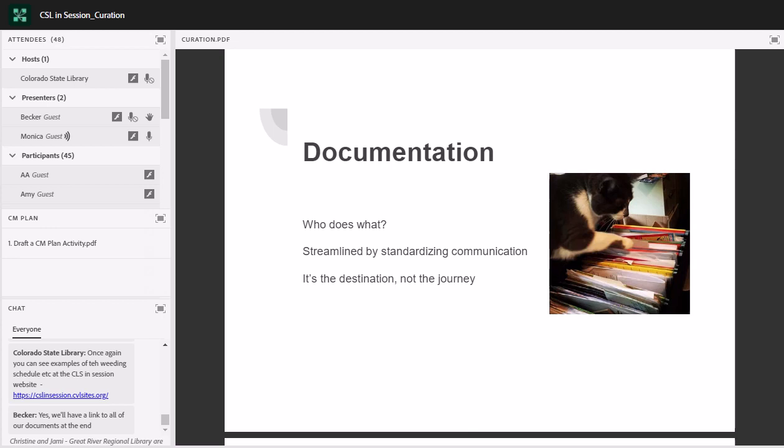And then documentation continued. Who does what? So we've outlined the roles of the people and the groups across the organization, so all staff could make contact through the proper channels. And it's something that we share out at our Collection Maintenance 101 training that we teach probably about quarterly across the system, especially for new staff.